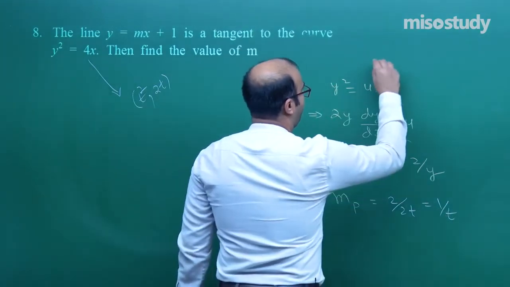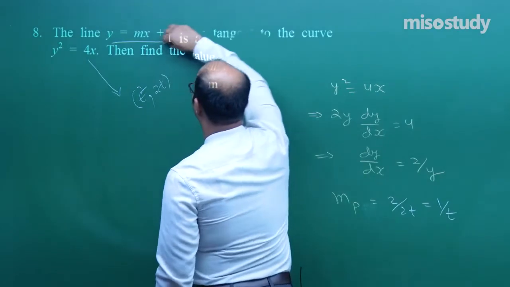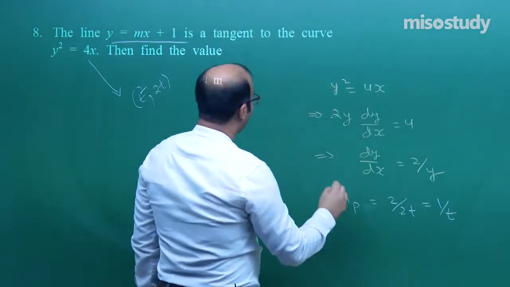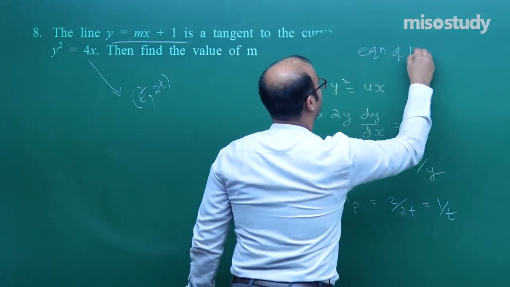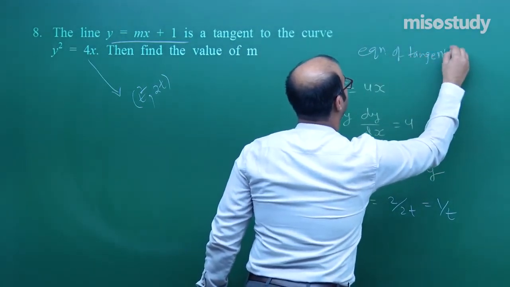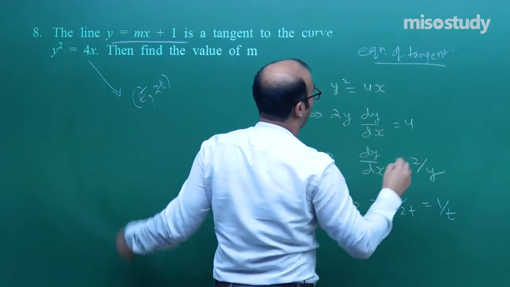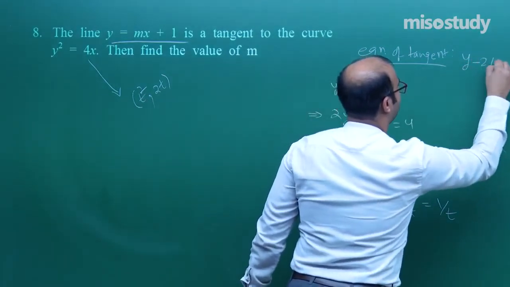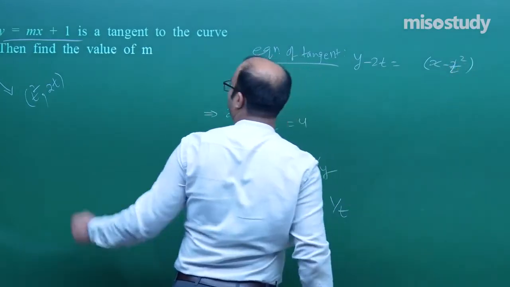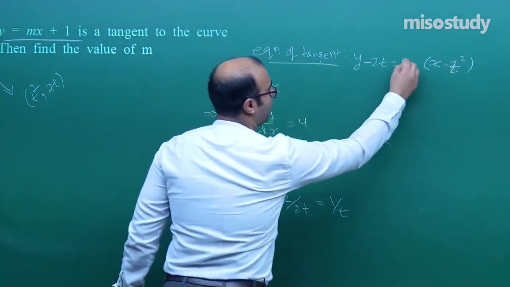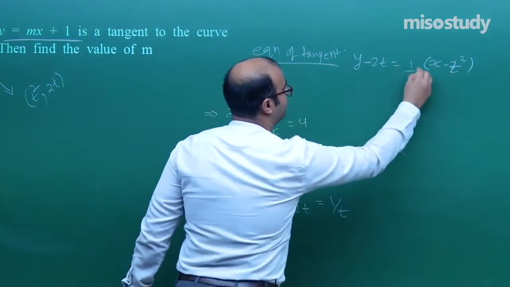Now if you remember, this is y is equal to mx plus 1. Now you can find the equation of the tangent. What is the equation of the tangent? Since this tangent is passing through (t square, 2t), you can use y minus 2t is equal to m into x minus t square, and the slope here is given by 1 by t.